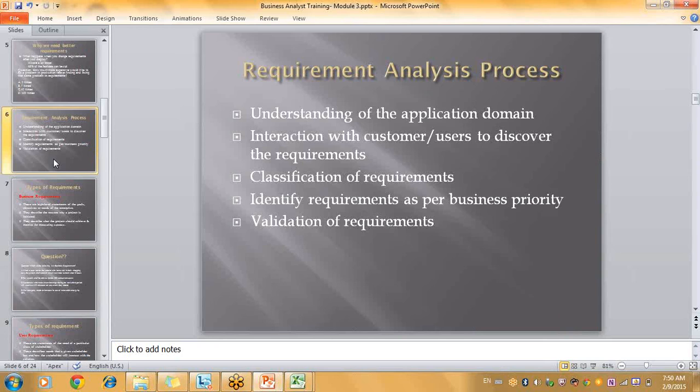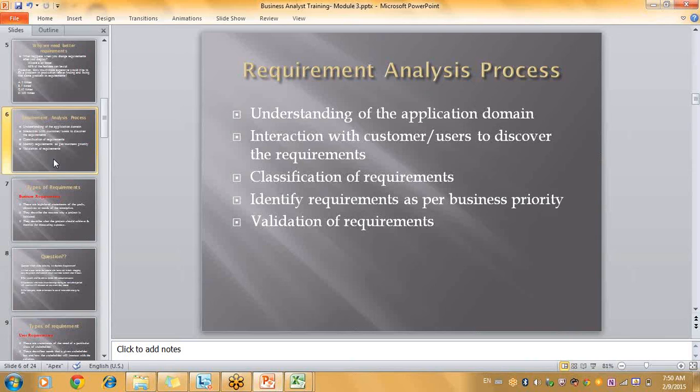Then we have validation of requirements. We'll see whether we have captured it correctly, whether my requirements are complete, whether I have to get it reviewed by my business stakeholders and the different stakeholders, so that we do the validation of requirements. So this is basically the process that we follow in requirement analysis process. And the validation is when they actually sign off on it, saying, yes, this is correct, okay. And that is the final stage when you go for a sign-off.